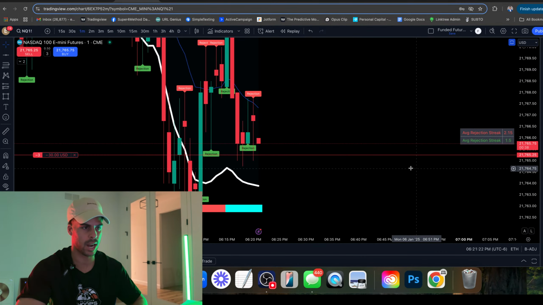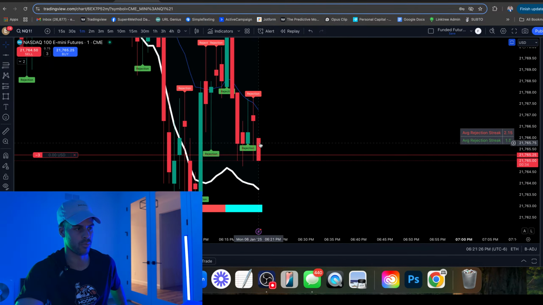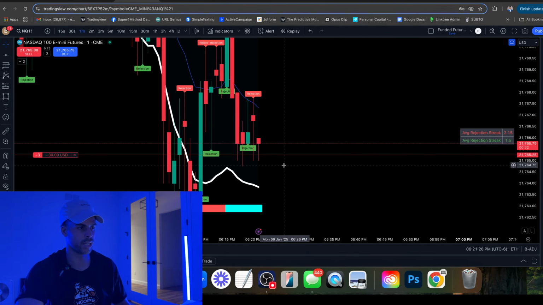And this is why we don't trade after hours. Look how big the difference is between where I entered and where price was. That's why I don't like to trade after hours.